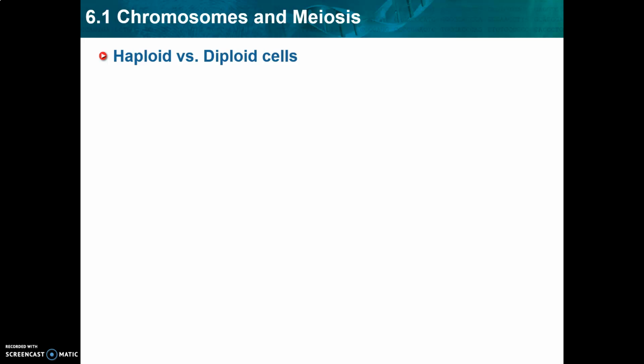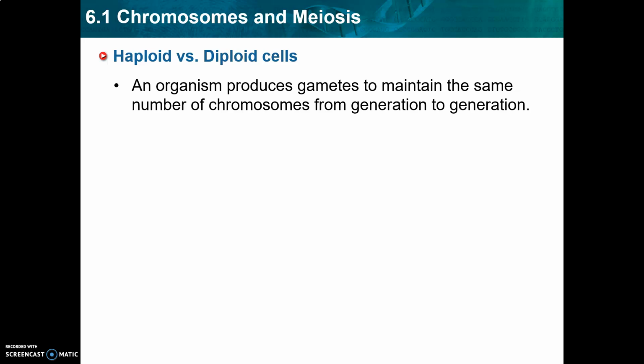So now let's talk about haploid versus diploid cells. These are going to be categories of cells characterized by how many sets of chromosomes they have. We've already talked about gametes, and we know that an organism produces gametes so that it can pass its genetic material down to the next generation. And we talked about the fact that you can only pass down half of your genetic material because each parent is passing down half of the genetic material to make one full copy of the genetic material in the offspring.